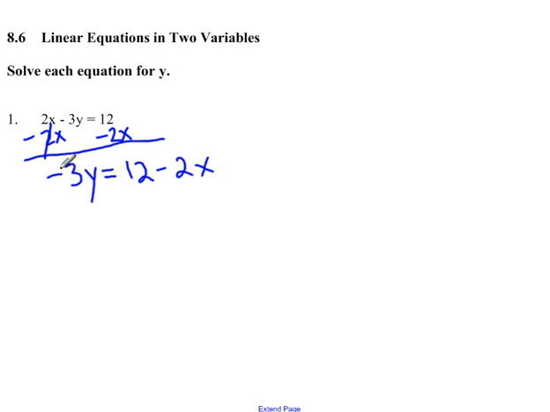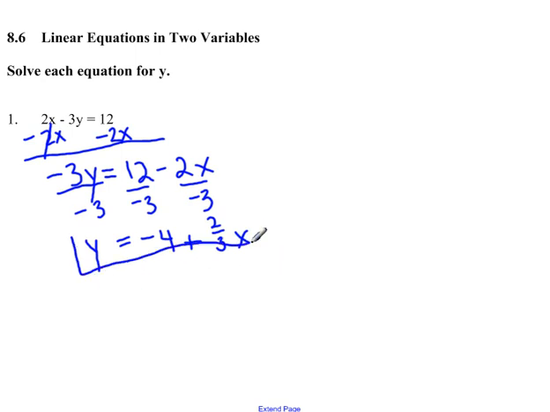Now, the y is not completely by itself. It has a leading coefficient here of a negative 3. We want the coefficient in front of the y to be a 1, so I want to divide this by negative 3. If I divide the left side, remember I need to divide everything on the right as well. So negative 3 divided by negative 3 gives me 1y, or y. 12 divided by negative 3 gives me negative 4. Negative 2 divided by negative 3 doesn't divide evenly, so you're going to write that as a positive, which means plus 2/3 x. And now the equation is solved for y.